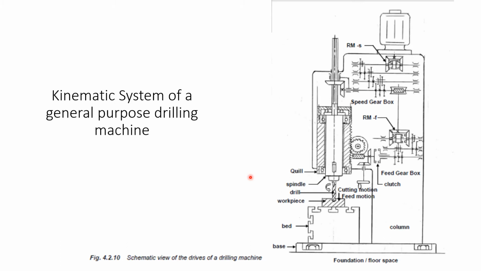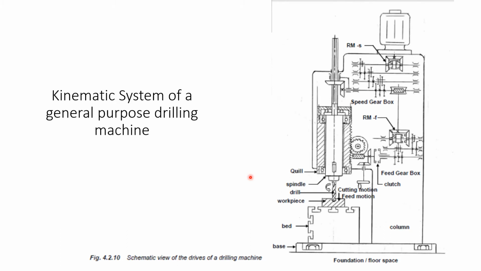Figure 4.2.10 schematically shows a typical kinematic system of a very general purpose drilling machine, that is a column drilling machine having 12 spindle speeds and 6 feeds. The kinematic system enables the drilling machine the following essential works. First one being cutting motion. The cutting motion in a drilling machine is attained by rotating the drill at different speeds.